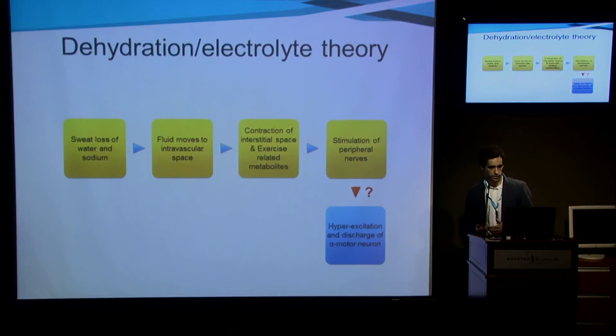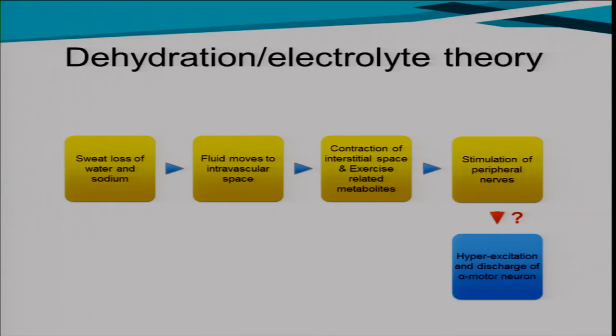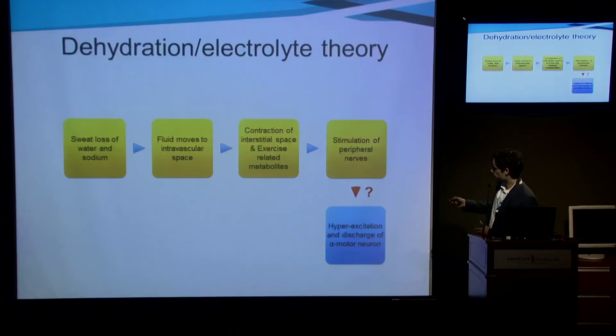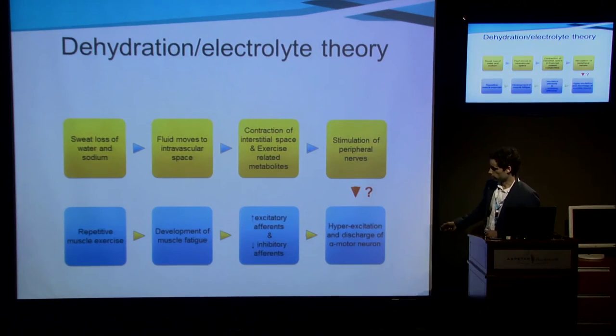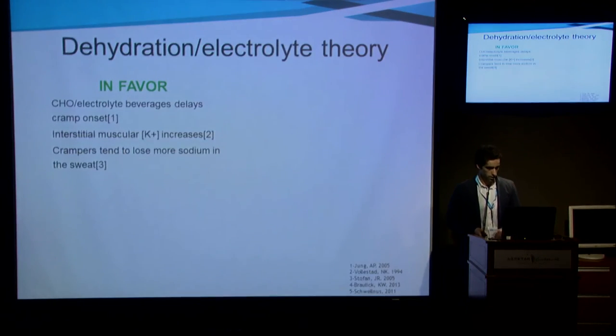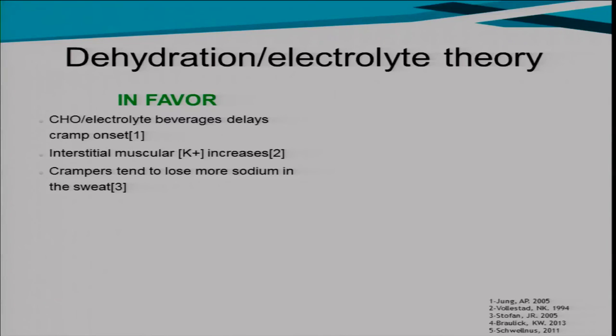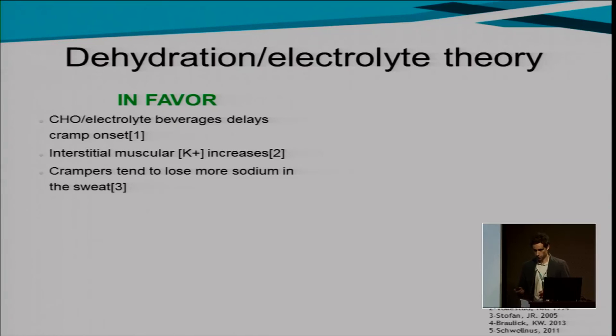So, could we also integrate the dehydration electrolyte theory in this? Could we say that the mechanical stimulation and the chemical irritation of peripheral nerves could cause a stimulation of peripheral nerves that would go to the alpha motor neuron, contributing more to the hyperexcitation of the alpha motor neuron, just like it is said in the neuromuscular imbalance theory? Well, we know that sports drinks that contain electrolytes and also carbohydrates delay the cramp onset, but they don't avoid it, they delay it.